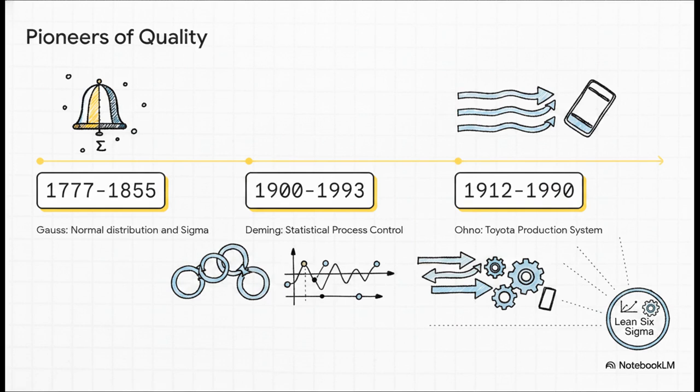Then, jump forward to William E. Deming. He gave us the control cycle. He and Walter Shewhart developed statistical process control, basically proving that if your process only has natural variation, it's in control. And lastly, Taiichi Ohno gave us the flow. He optimized the legendary Toyota Production System, the absolute bedrock of lean, which is all about continuous flow and handling customer demand without waste. So, Gauss gave us the math, Deming gave us the control, and Ohno gave us the flow. Together, they form the DNA of Lean Six Sigma.